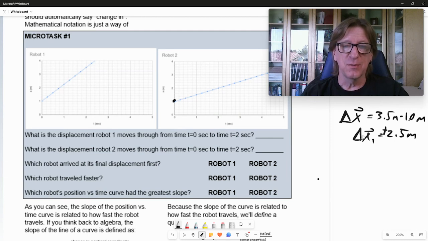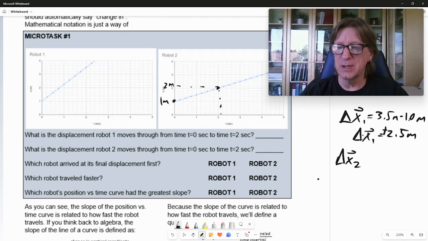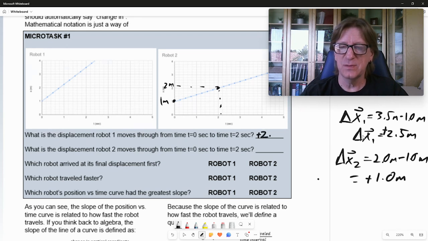So right here was my time 0. This was my time 2 seconds. And so you see we come up and we read this. And so that's at 2 meters and that's at 1 meter. So my displacement for robot 2 is going to be 2.0 meters minus 1.0 meters. And so, again, I get positive 1.0 meters. So this is positive 2.5 meters, and this is positive 1.0 meters.